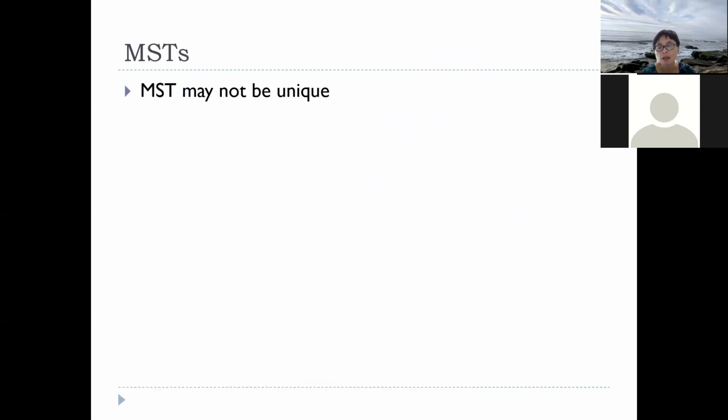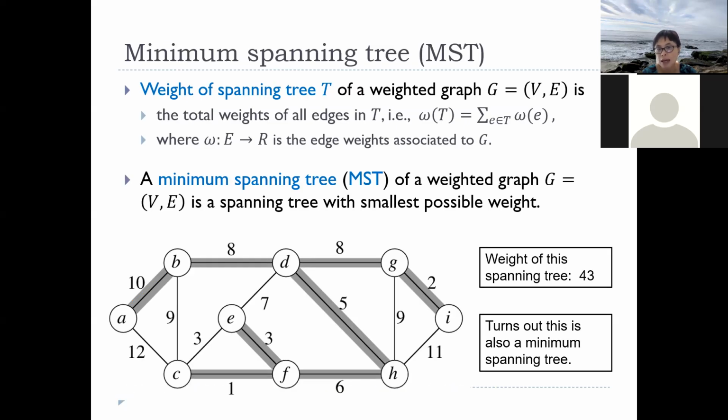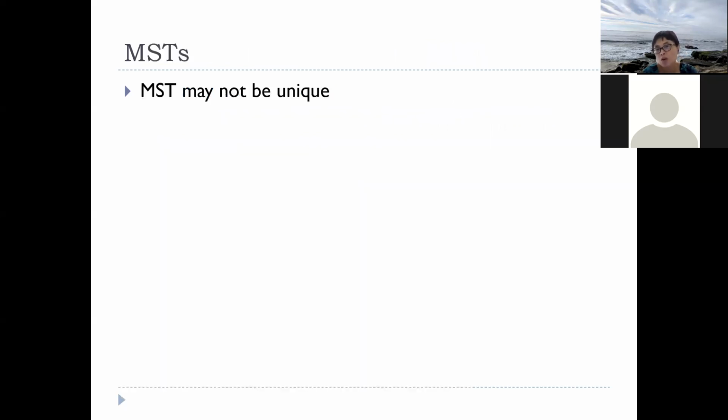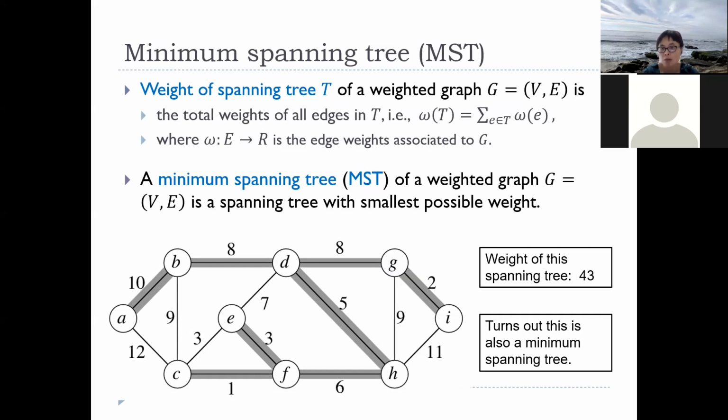As I mentioned already, spanning trees of a given graph may not be unique. There are many trees spanning all the vertices. The minimal spanning tree also may not be unique. There could be multiple spanning trees that all have the smallest possible weight. Their weights are the same, but the trees may not be.